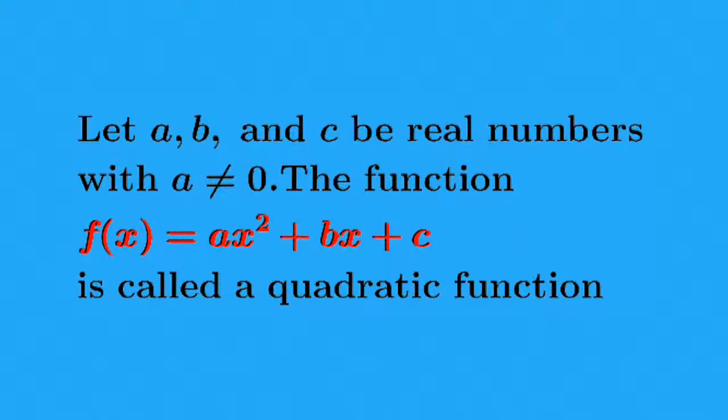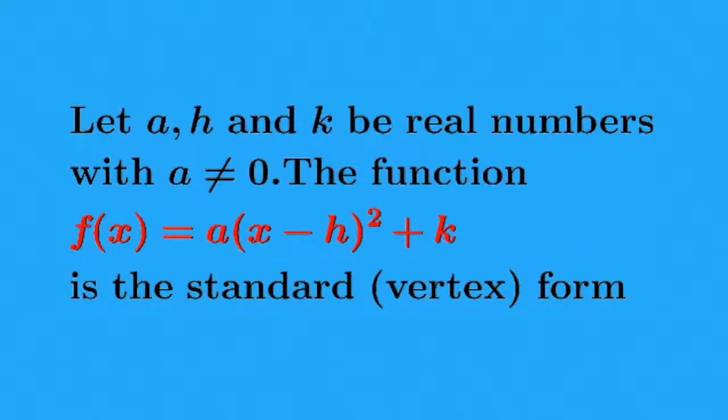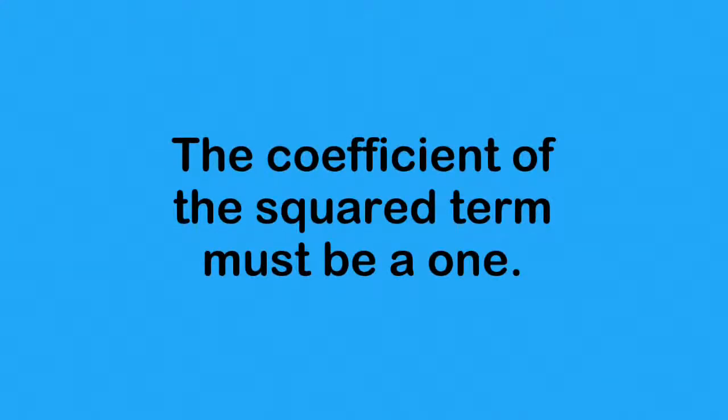Completing the square is a process that will allow us to transform a quadratic function in this form into a quadratic function in the standard or vertex form. The process is a relatively straightforward step-by-step procedure. Note that the process I am describing will require that the coefficient of the squared term is a 1. We will see what to do later on when the coefficient is not a 1.